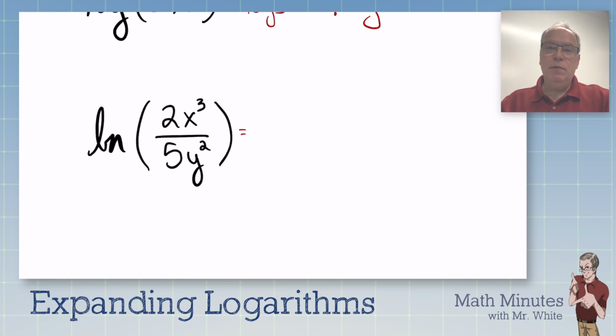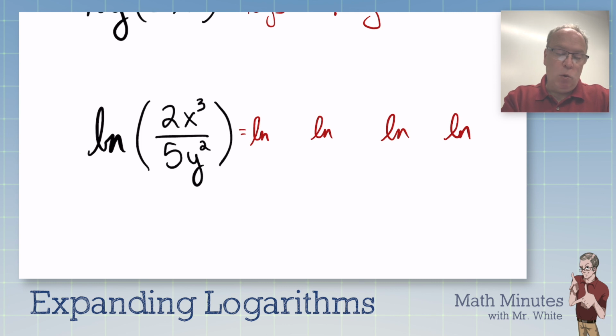All right, so how many different logarithms are we going to need? We're going to need 4 logarithms, because I see 4 bases. I see a y, I see a 5, I see a 2, and I see an x. So let's split these into their logarithms first of all. X to the third, and then the ones on the bottom will be negative, right? We talked about that. Minus y squared.